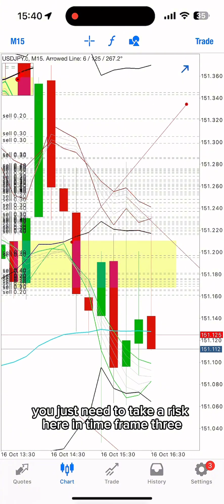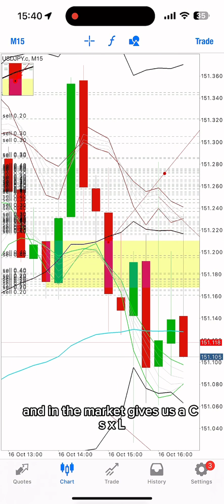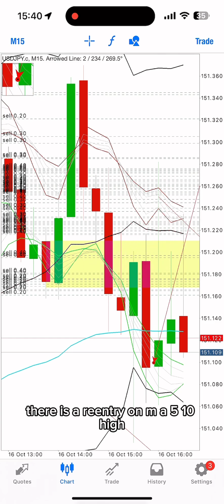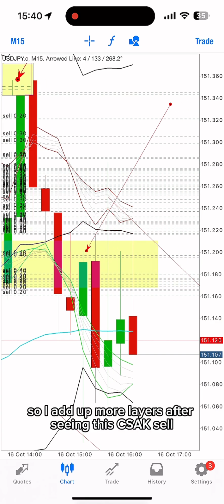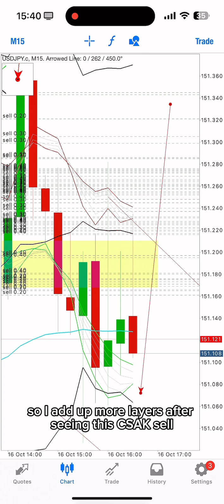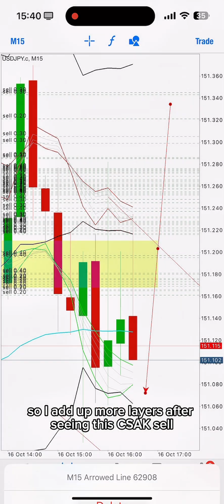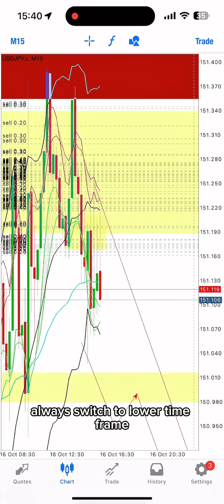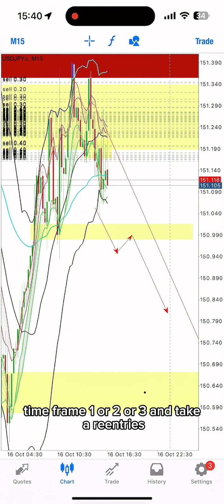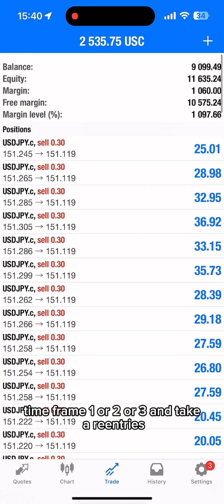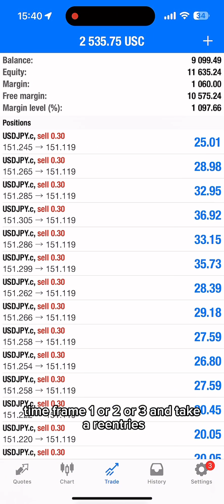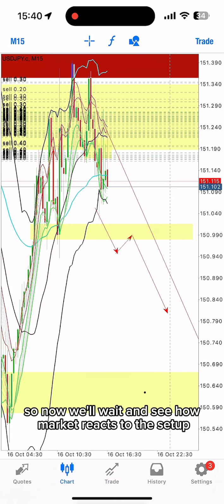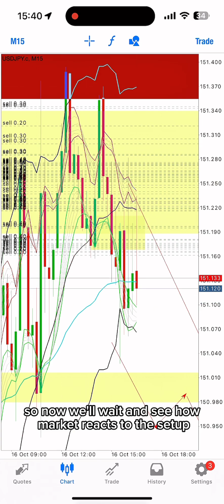Here in time frame 3, market is a CSK sell, and when there is a CSK sell, there is a re-entry on MA5 time high. So I add up more layers after seeing this CSK sell. Whenever price starts reacting on time frame 1, always switch to lower time frame 1, 2 or 3, and take re-entries until it reaches the previous low or previous high. So now we'll wait and see how market reacts to the setup.